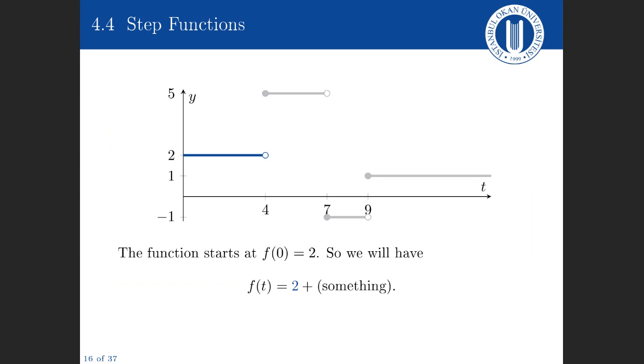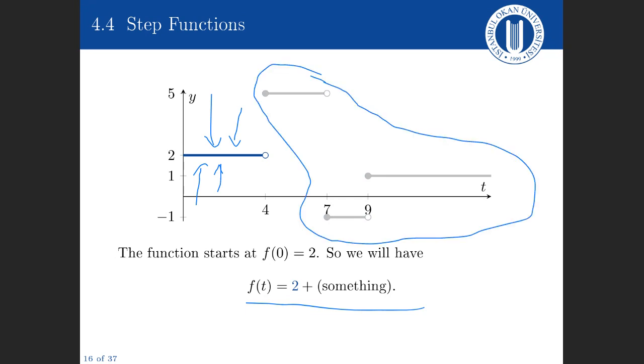Here's a graph of this function. We're going to be looking at each of these four pieces separately. First of all, let's look at the first piece. The first piece is 2. The function starts at 2. So we're expecting that our function is going to be 2 plus something. And the something will describe the second, third, and fourth parts of the function.